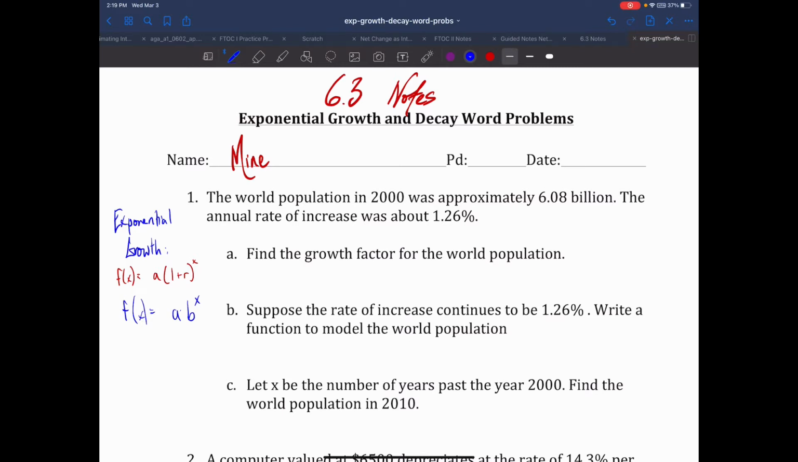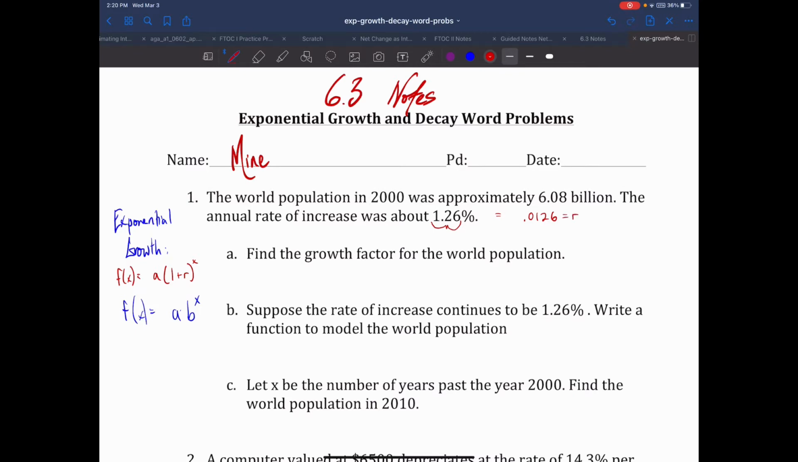So let's look at the first problem here. The world population in 2000 was approximately 6.08 billion. The annual rate of increase was about 1.26%. Find the growth factor for the world population. So the first thing I'd like to do with these is take the rate of increase, 1.26%. Now in my function, I'm not going to have percents, so I have to convert this to a decimal. So 1.26% converts to, move the decimal twice, and you get 0.0126. So 0.0126 is r.